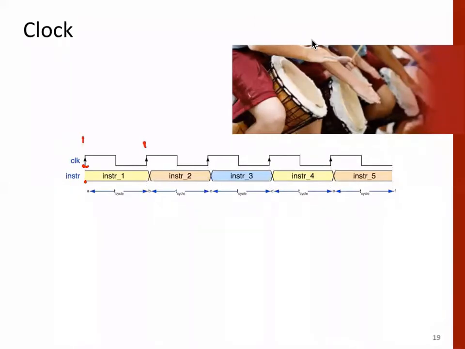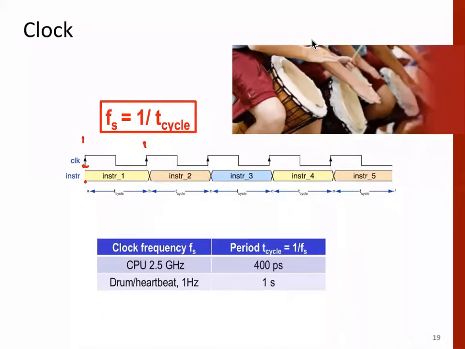All right. So now, of course, we will also discuss what the clock speed should be in order for an instruction to execute fully, right? So we know that frequency is nothing but 1 by cycle time. If you increase the frequency, cycle time reduces, and vice versa. For example, if a CPU has 2.5 gigahertz, then the cycle time is 400 picoseconds, whereas a drum or heartbeat has a cycle time of 1 second.